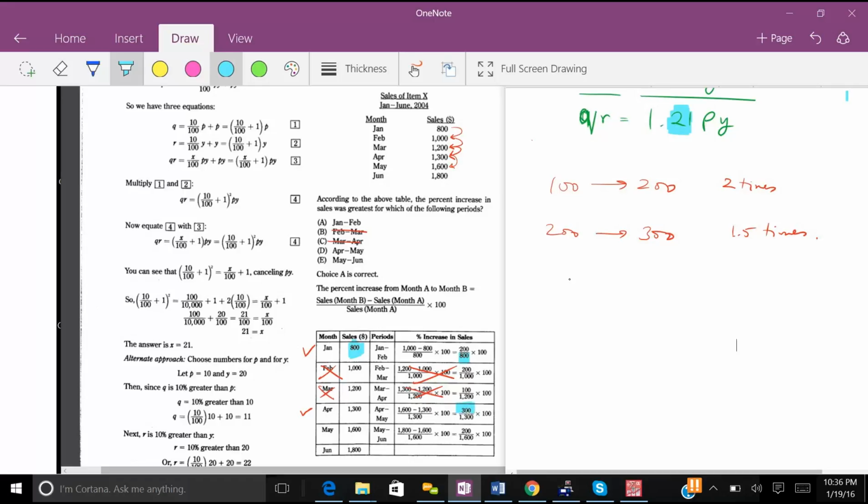So you don't know which one is stronger, right? So you need to do the COP method to figure that out. Make sense? Now look at May to June. Again, 600 going up 200, not a good deal, right? So you should throw that out also.